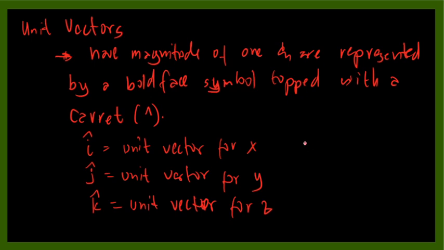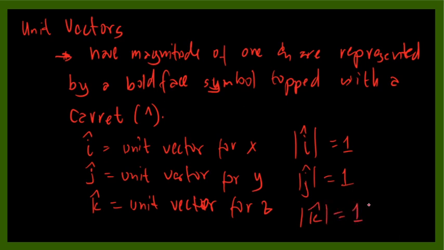So if we are going to get the magnitude of our i hat, it is equal to 1 because the magnitude of a unit vector is 1. It is the same with our j hat, and it is also the same with our k hat, which is equal also to 1. So that is unit vectors. If we are in a three-dimensional space, because a plane is two-dimensional and a space is three-dimensional, we have three unit vectors, each representing the components of a vector in terms of x, y, and z, and their magnitude is equal to 1.